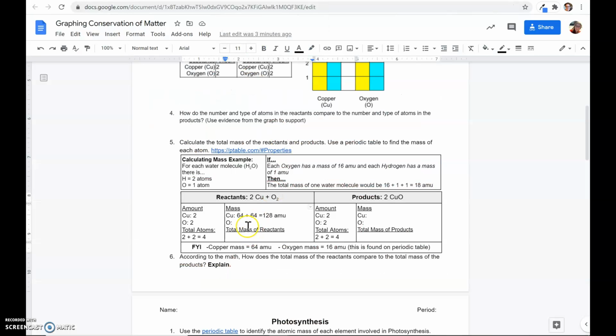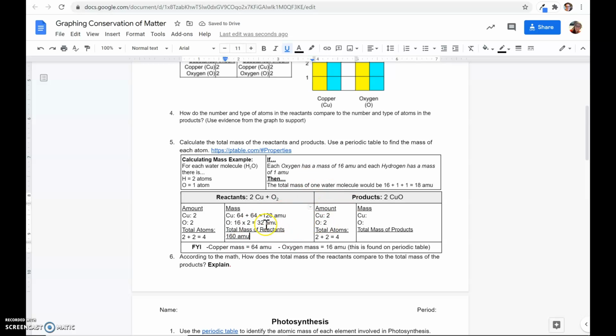So I go back to my assignment. I know we have 16 atomic mass units in 1 of my atoms. But guess what? I have more than 1 atom of oxygen on this side. I said I have 2. So I'm going to do 16 times 2. And I'm going to get my answer of 32 atomic mass units. So in the end, all I need to do down here is add these up. 128 plus 32, that equals 160 total AMUs.